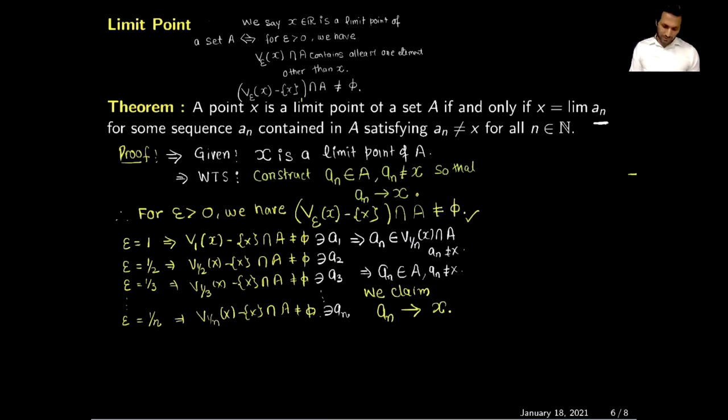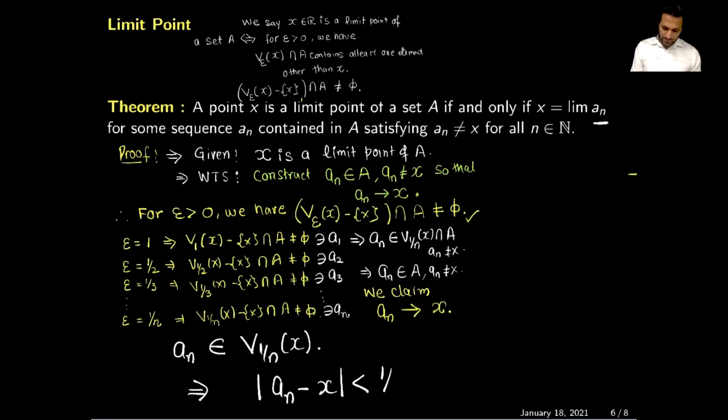To prove this claim, first observe that the element a_n belongs to the neighborhood V 1 over n of x, and this implies the distance between a_n and x is less than 1 over n. This is by the definition of epsilon neighborhood, because the neighborhood is an interval whose radius is 1 over n, and since a_n belongs to that interval, the distance between the center and a_n must be less than 1 over n.